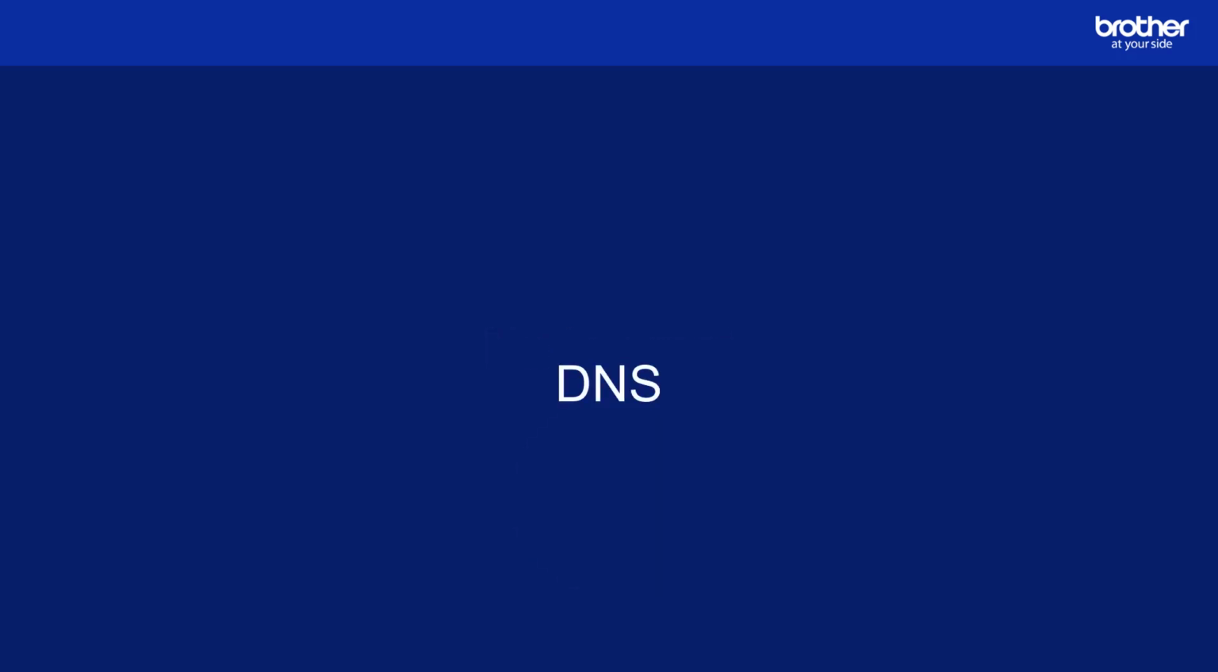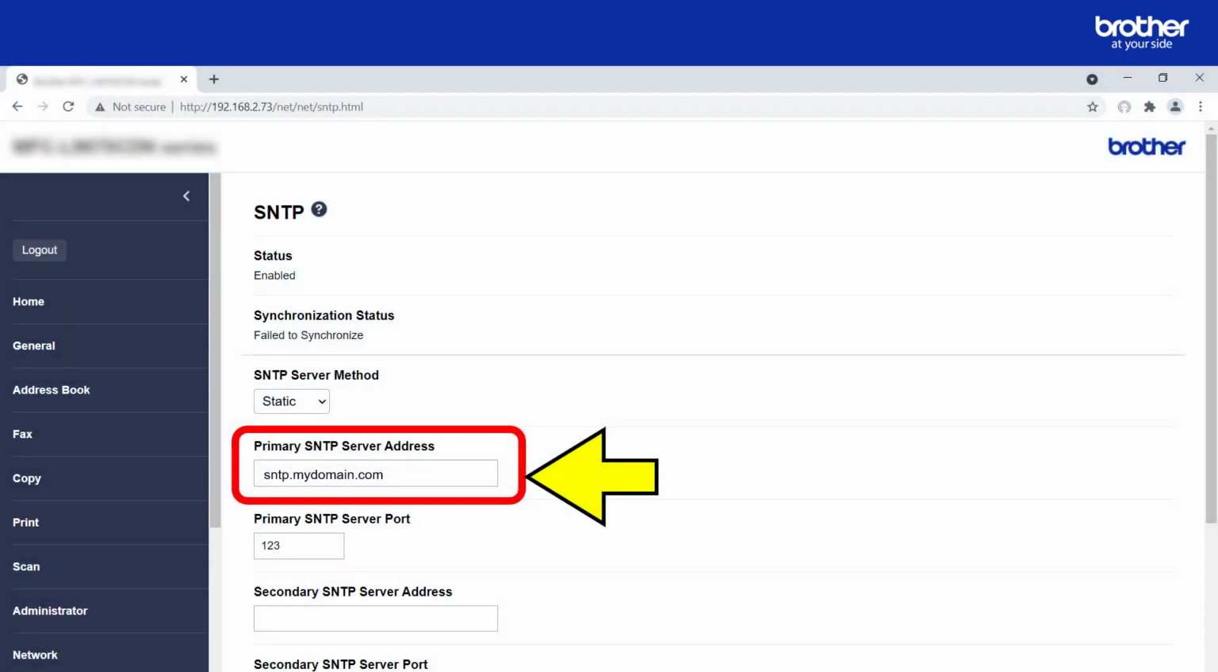DNS. Before changing any DNS settings, it is recommended to try using the IP address of your SNTP server. In this example, instead of using the fully qualified domain name of my internal SNTP server, which is sntp.mydomain.com, I will use its IP address instead. This will solve any DNS related problems or help to eliminate them, because if you are still seeing an error message with an IP address, chances are the problem is not DNS related.